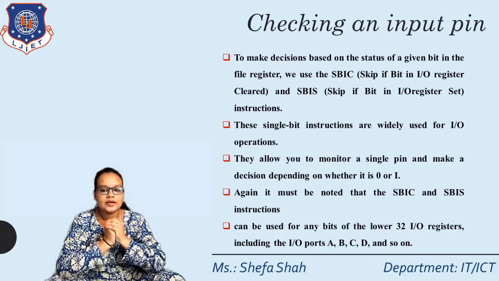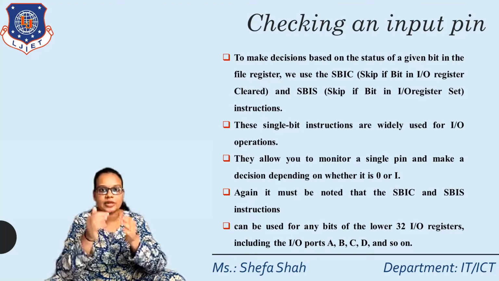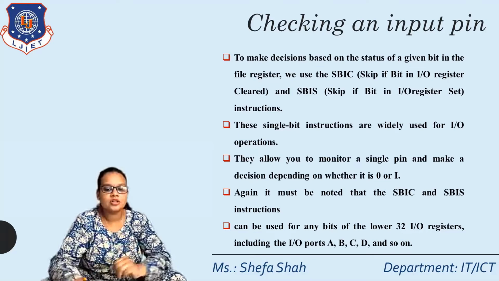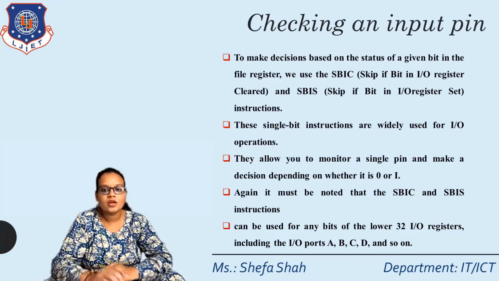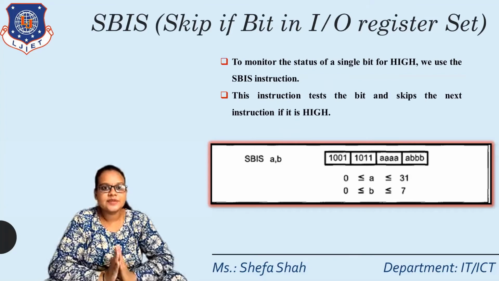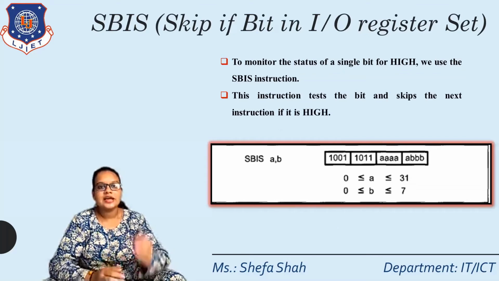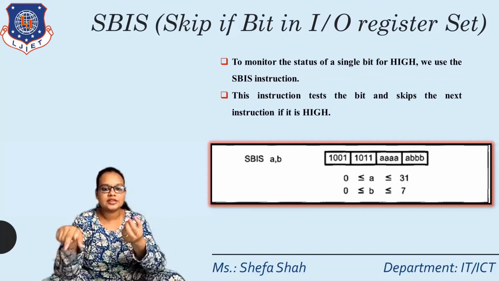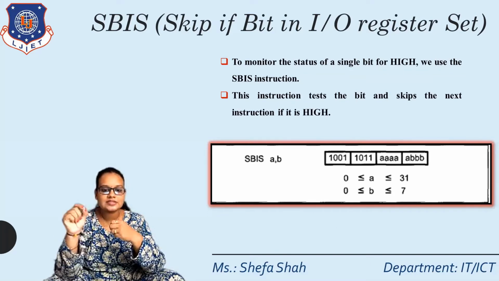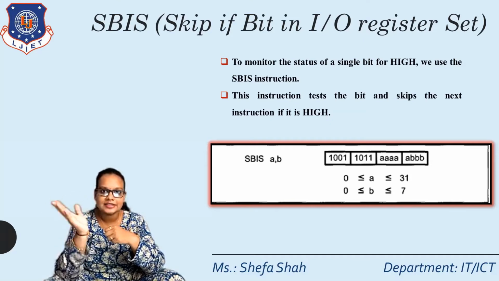It must be noted that SBIC and SBIS instructions can be used for any bits of the lower 32 IO registers, that is port A, port B, port C and port D, including all the IO ports and so on. Now what is the SBIS instruction? SBIS stands for skip if bit in IO register is set. As you can see in the diagram, SBIS A comma B, where A stands for the particular port and B stands for which pin needs to be checked, whether it is set or not.